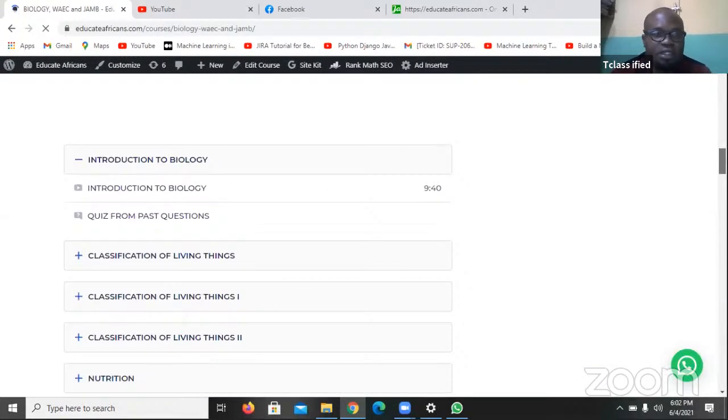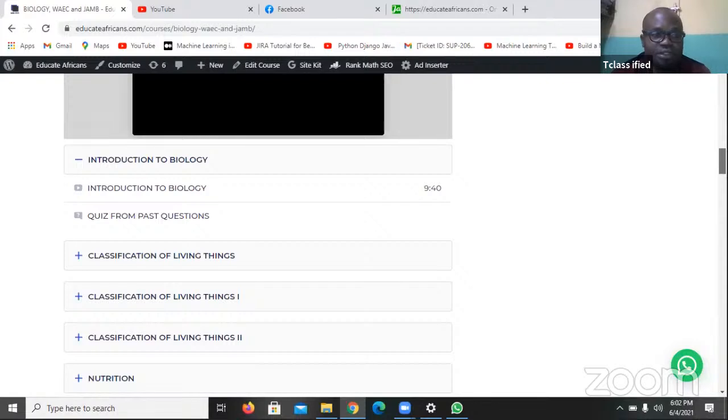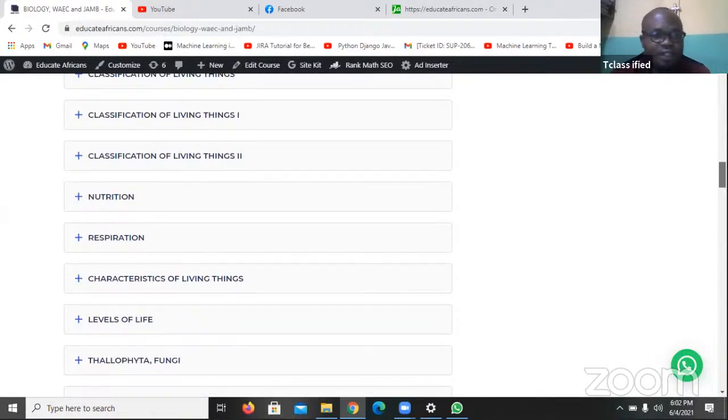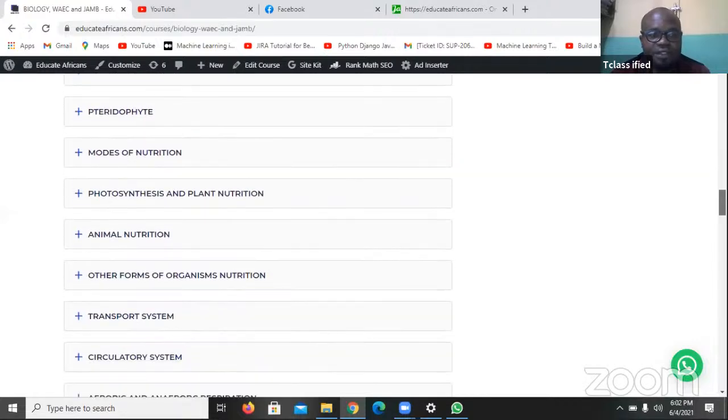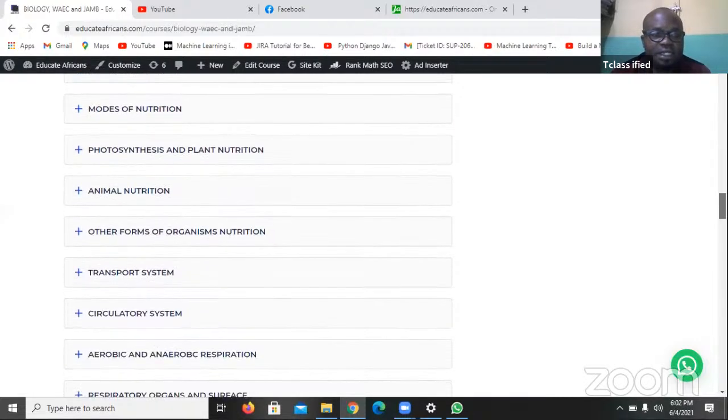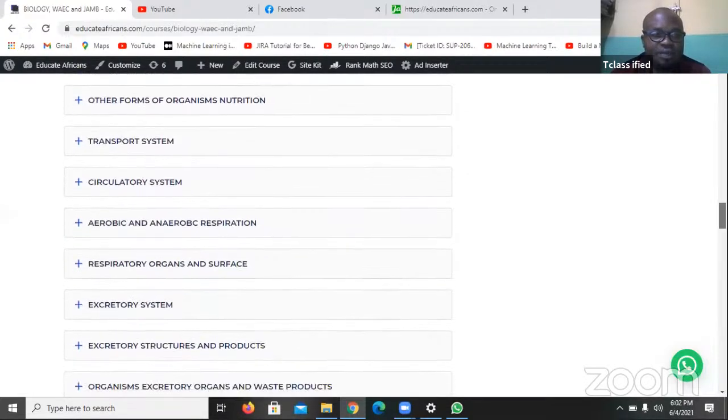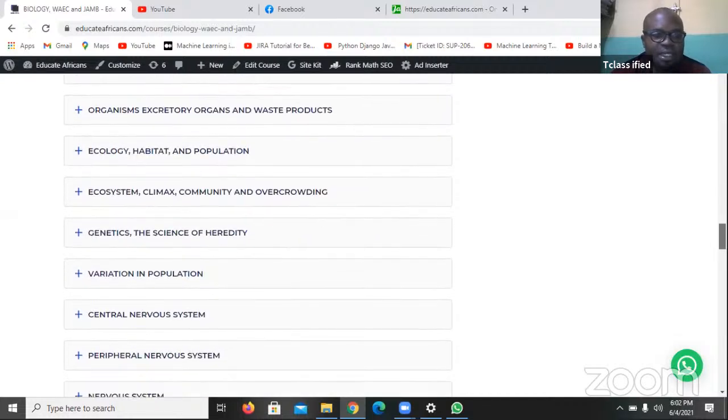You see all the topics according to your curriculum: introduction to biology, classification of living things, levels of life, the various classifications, modes of nutrition, photosynthesis, animal nutrition, transport, circulatory, and so forth. We looked at ecosystem, climates and overcrowding the last time.